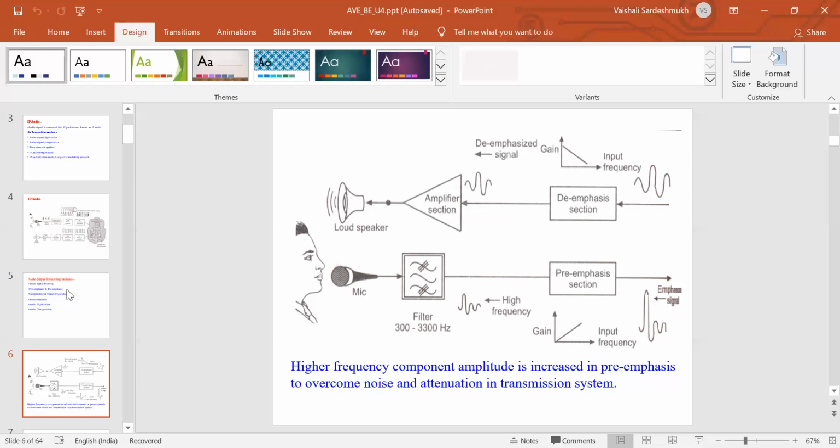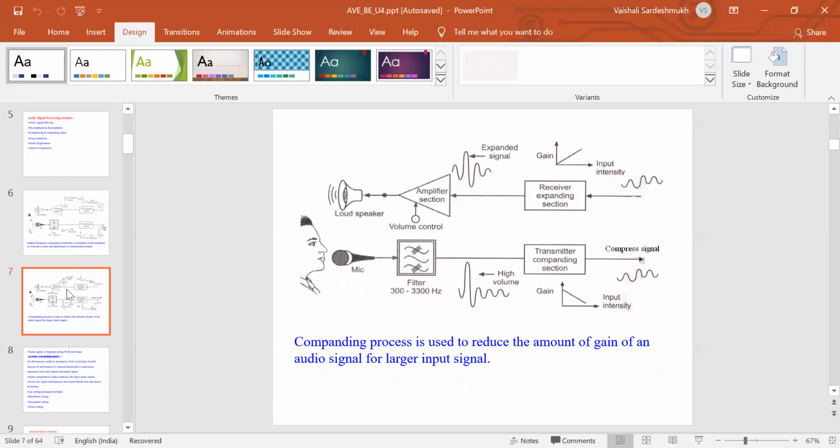You can observe here the gain versus input frequency characteristics, and you will find that as frequency increases, the gain is increasing, and in the case of de-emphasis, exactly the opposite, as frequency is increasing, the gain is decreasing. This is done to reduce the low frequency noise which comes in the audio transmission especially.